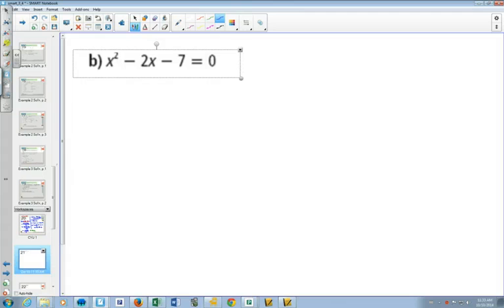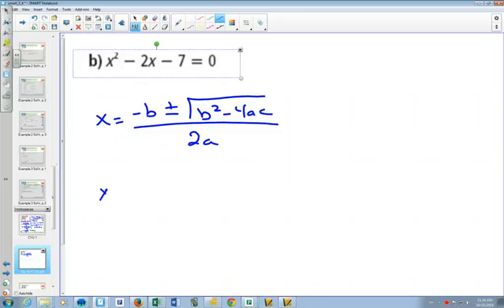So for part B, again, quadratic formula. Negative b plus or minus b squared minus 4ac over 2a. What's our b value? So you plug it in like this, negative negative 2, it will become positive 2.